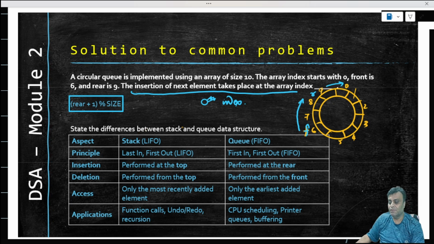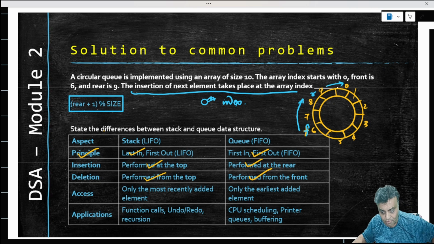Next, state the difference between stack and queue. Very simple. I'm sure you know by now that last in, first out, or first in, first out can be a difference. Insertion is performed at the top, it is performed at the rear, deletion is performed at the top, performed at the front. Right? Of course, these are the two distinguishing features that resonate without even remembering anything, because you know now that queue has two ends, a stack has only one end. So I'm sure you can give these three differences, right?